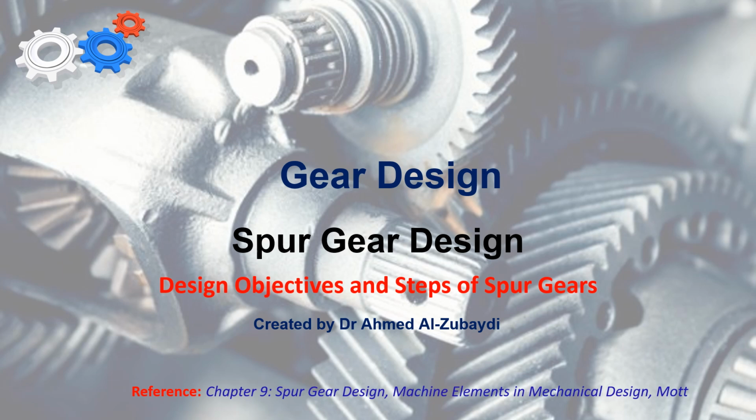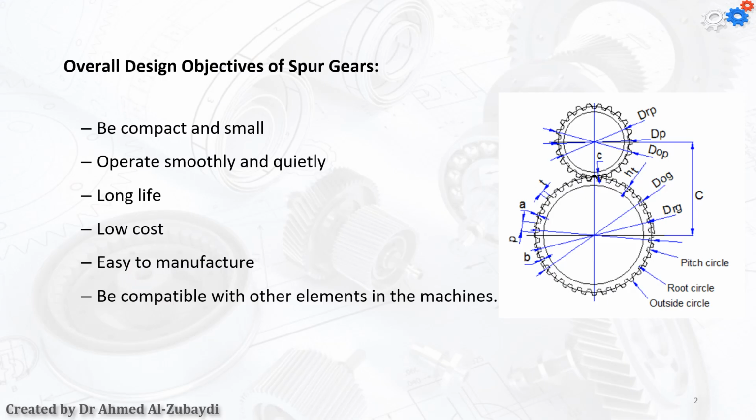Okay, now we're going to the section of the design steps for the spur gears. So the overall design objective for the spur gears is that they should be compact and small, because the size is actually going to be related to the mass as well. So we're usually looking for a lighter machine and less size.